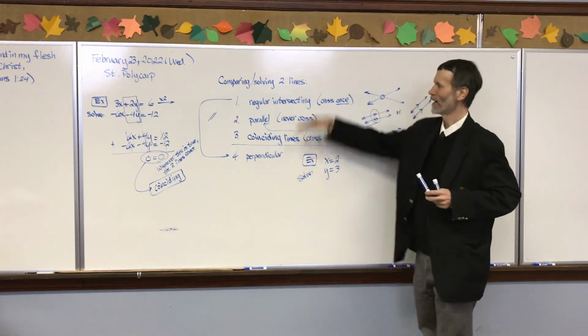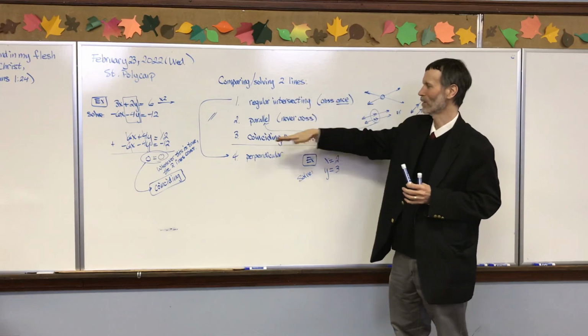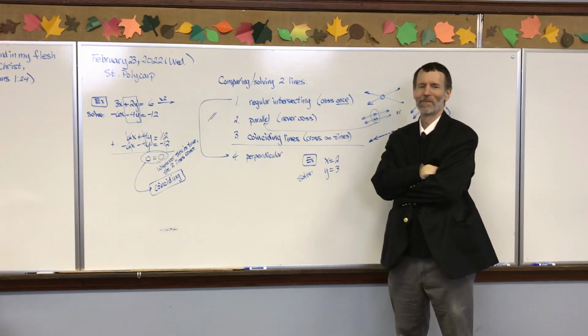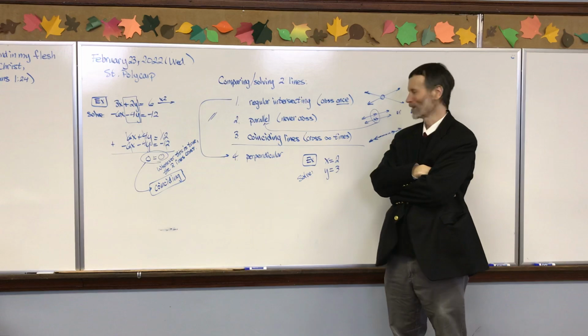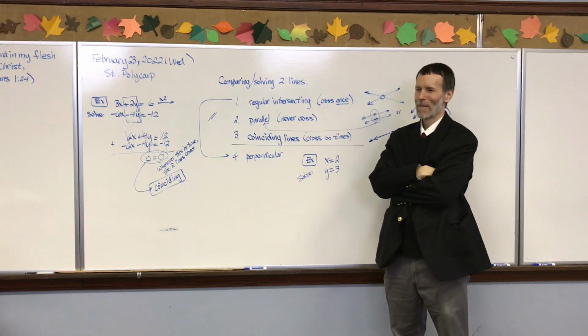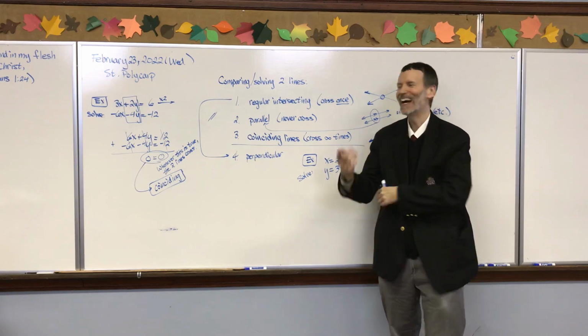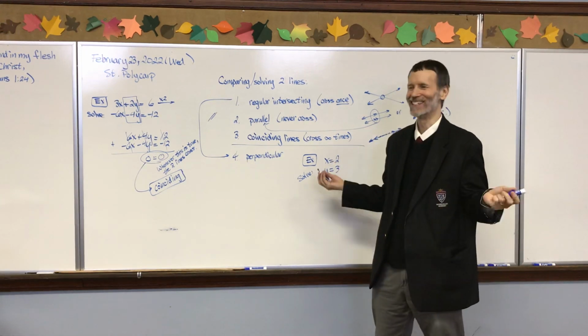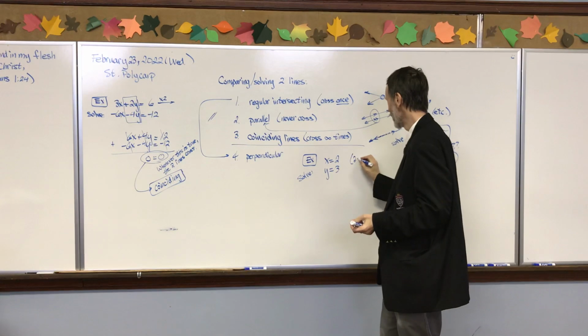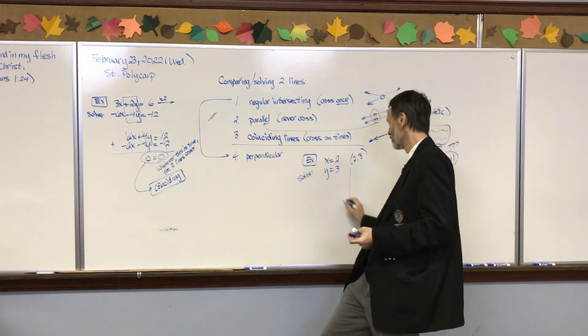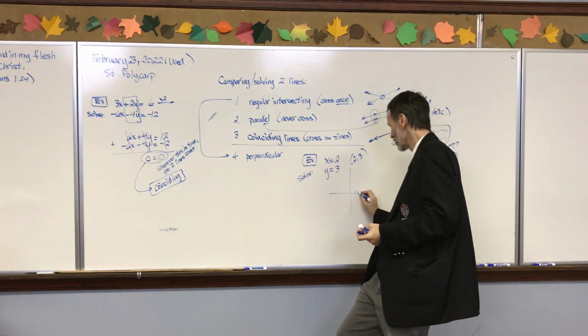Can anybody tell me, are they regular intersecting, parallel, or coinciding? Regular, because it's only one point. Where are they crossing? (2, 3). They give you the answer already, it's done, which is totally funny. If you want it proved, x equals 2 is a vertical line.